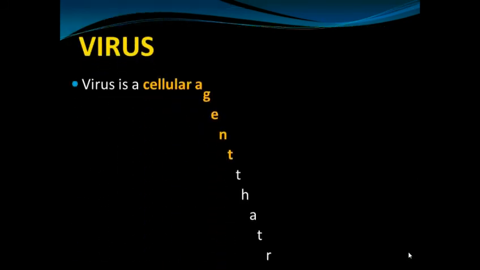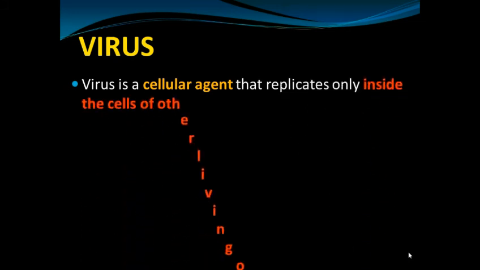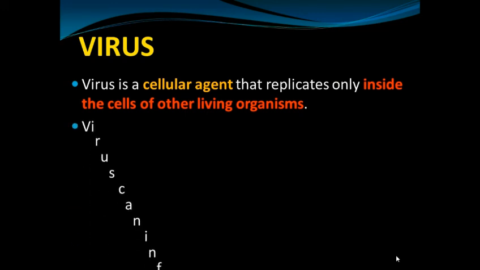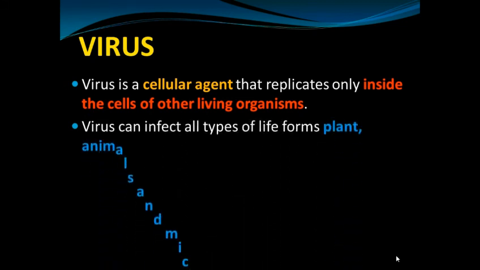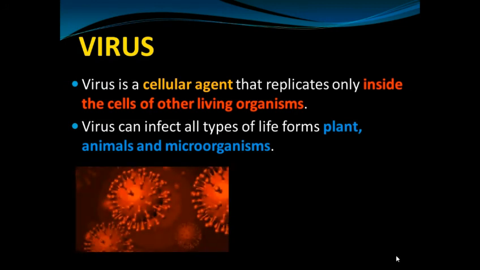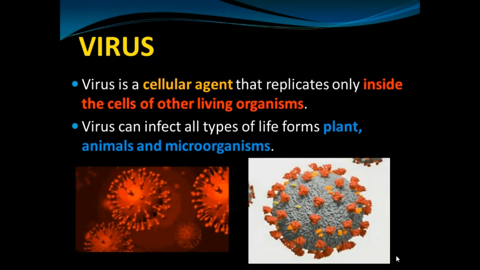And next we moved on to the virus. So what is virus? Virus is a cellular agent that replicates only inside the cells of other living organisms. Okay, so virus are generally an infective agent that typically consists of nucleic acid molecule in a protein coat. Okay, so the virus can infect all types of life forms, that is plants, animals, and other microorganisms. And then we saw the pictures of virus, right?